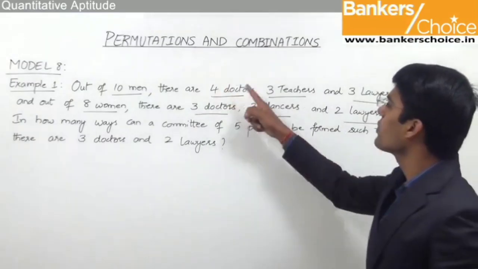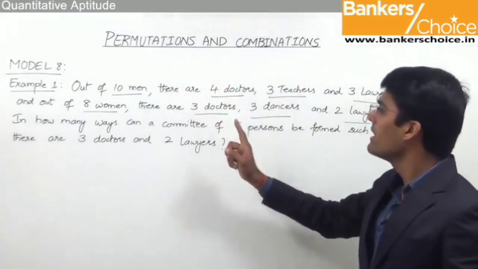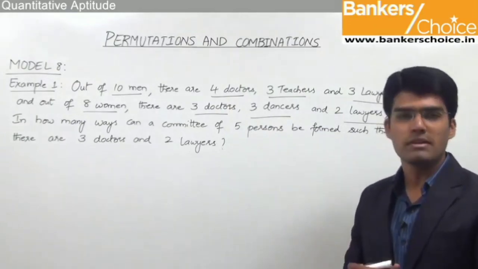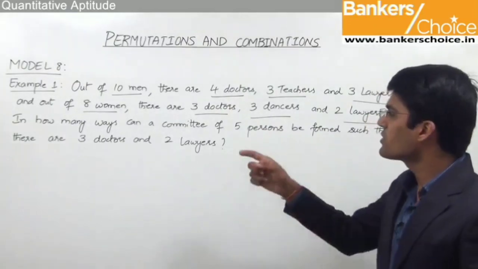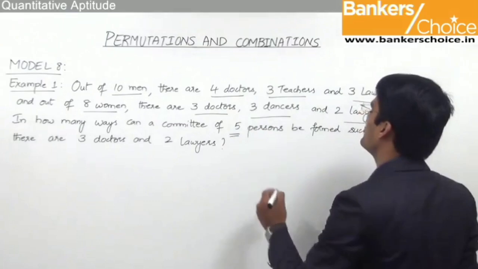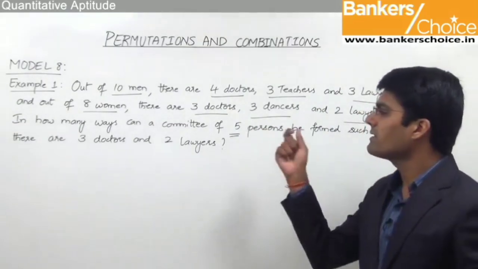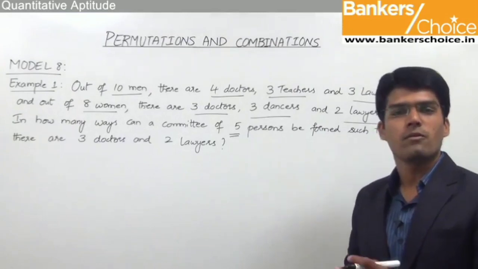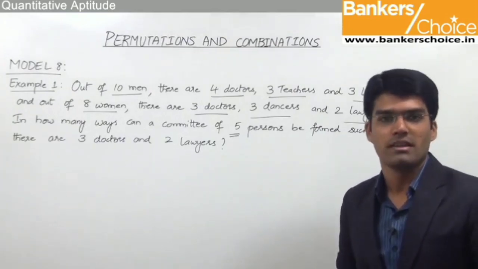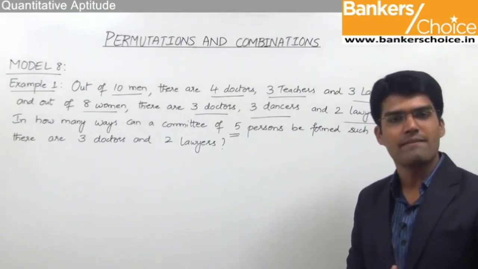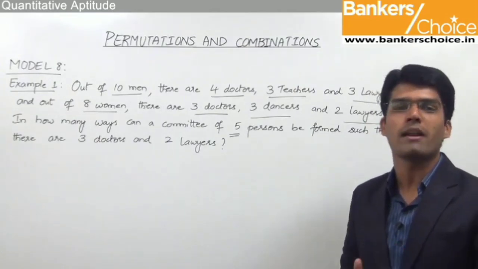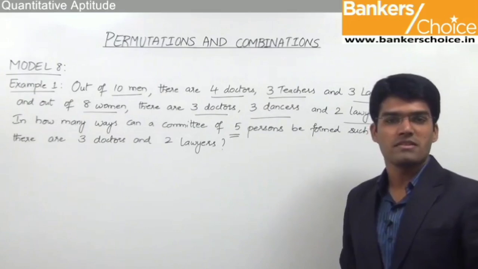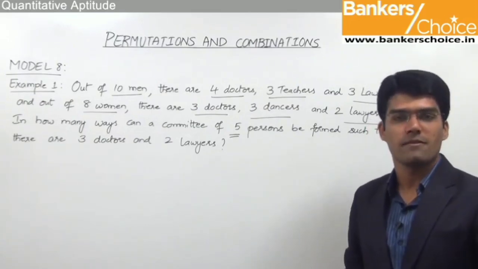So altogether 4 plus 3 plus 3 is 10 men and 3 plus 3 plus 2 is 8 women. So we have a total of 18 persons in the group, and we are supposed to form a committee of 5 persons such that there are 3 doctors and 2 lawyers in this committee. Now we know that forming a committee or a team comes under combination, and we need to go for nCr, that is n factorial by (n minus r) factorial into r factorial, where n is the total number of persons and r is the number of persons which have to be selected.